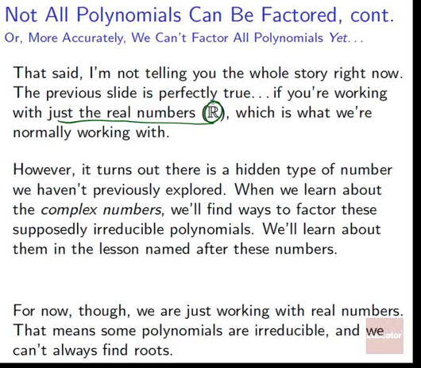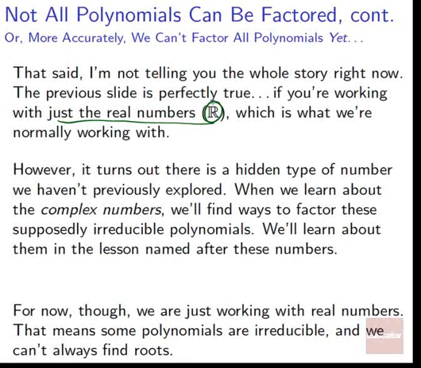But it turns out there's a hidden type of number that we haven't previously explored. You might have seen this in previous math classes even. We'll learn about the complex numbers later on. Complex numbers can give us a way to factor these supposedly irreducible polynomials. So they're irreducible for real numbers, but they're not irreducible for complex numbers. Now, we'll learn about them in the lesson that's named after these numbers, our lesson on complex numbers.